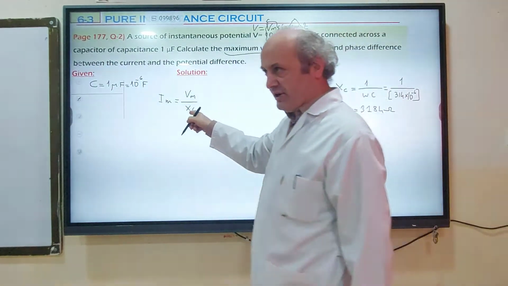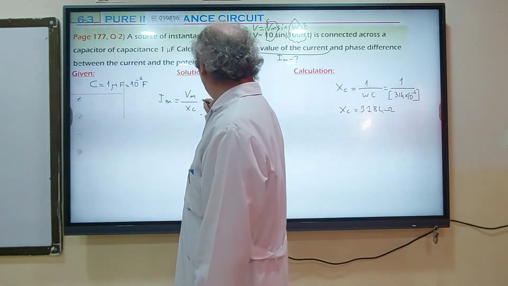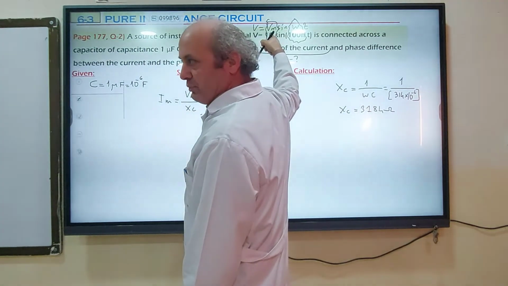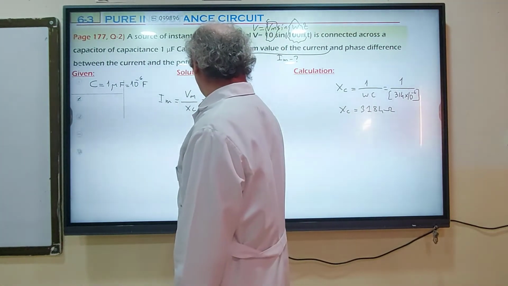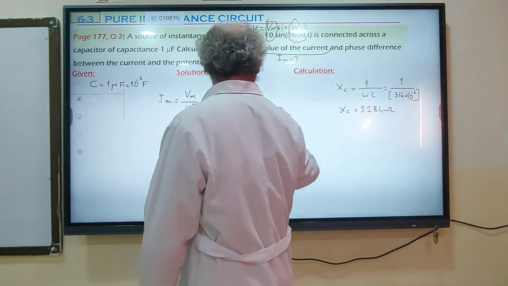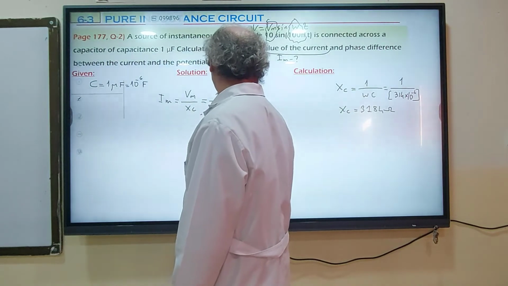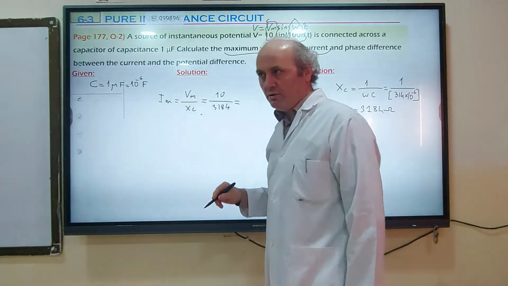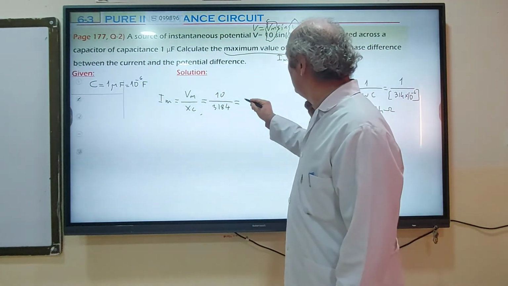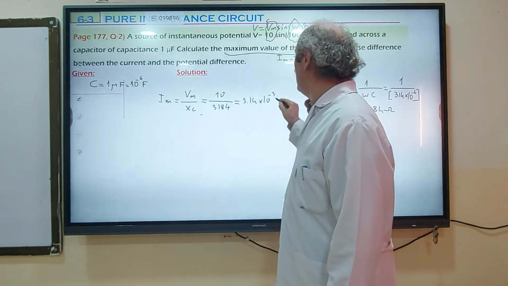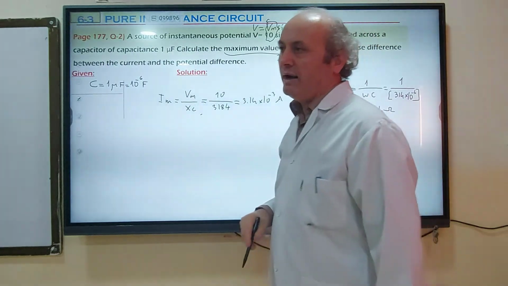Then now insert it in here and find the maximum current. Maximum potential difference is 10 volt, from the equation we get it. 10 divided by 3,184, which is the Xc. So the answer is the electric current is very small. How much? 3.14 multiplied by 10 to the power of -3 ampere is the maximum electric current.